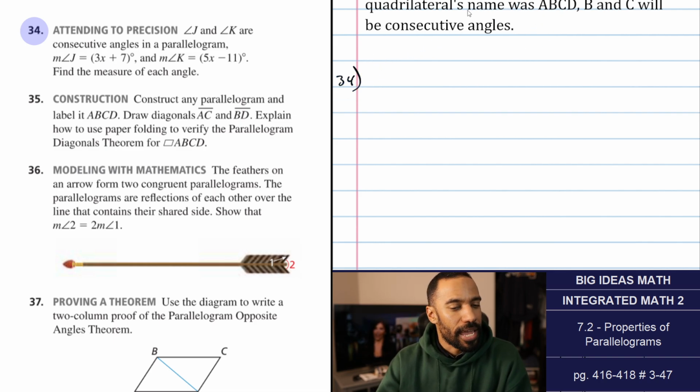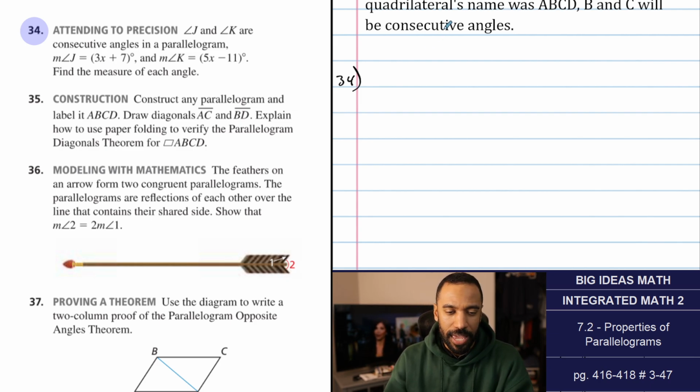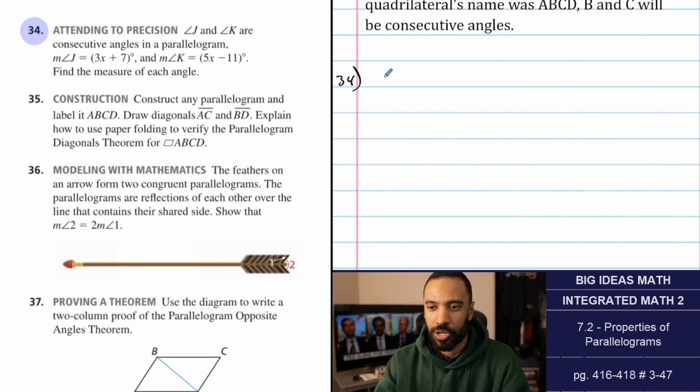Okay. Angle J and angle K are consecutive angles in a parallelogram. All right, so next to each other, they'll be supplementary. Measure of angle J equals 3x plus 7 degrees. Measure of angle K equals 5x minus 11 degrees. Find the measure of each angle.